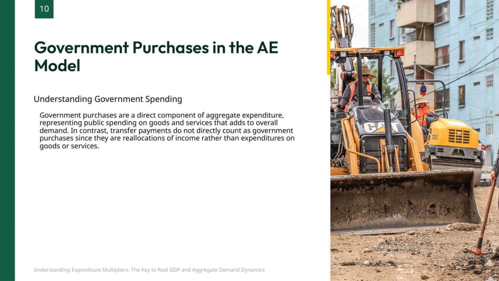On the other hand, transfer payments, such as Social Security or unemployment benefits, are not included in this category, since they simply move money from one group to another without directly involving the purchase of goods or services. Understanding this distinction helps clarify how government actions impact overall economic activity.